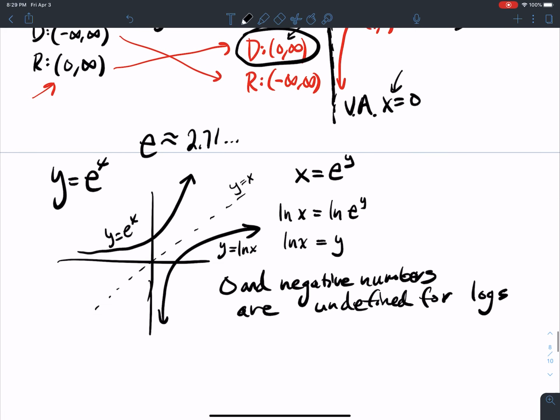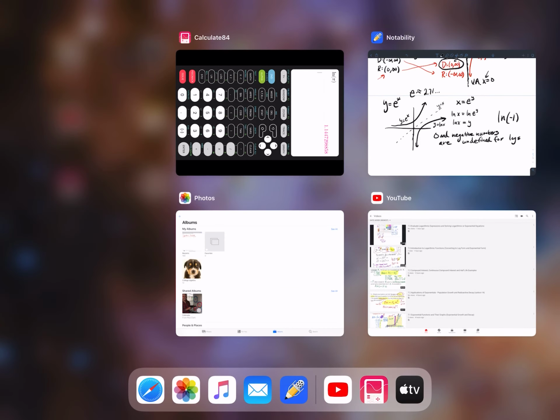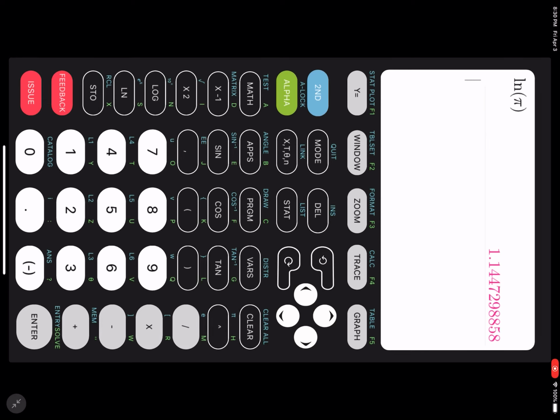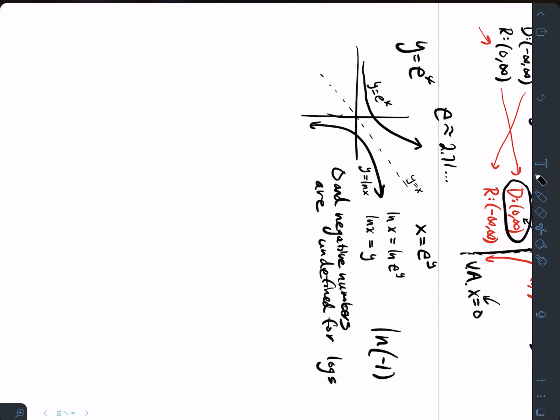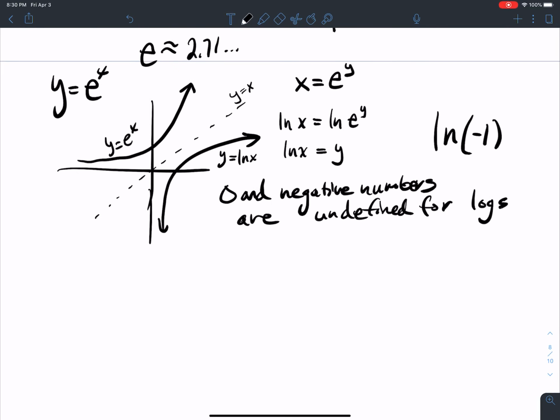So if I ever try to take the log of -1, I'm going to get some weird answer or an error, right? Let me go to my calculator. If I try to take the log of a negative number, it says not a real number. This will technically spit back an imaginary number, and we're not going to talk about how to calculate that. That's well beyond the scope of the course. But it's not a real number.